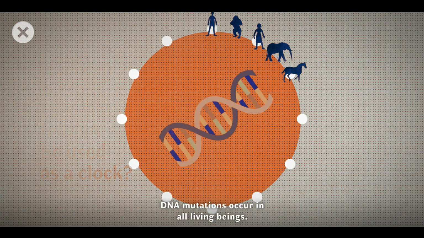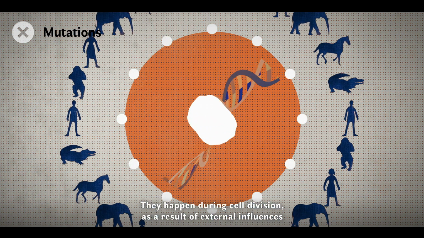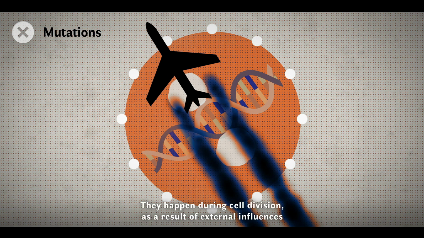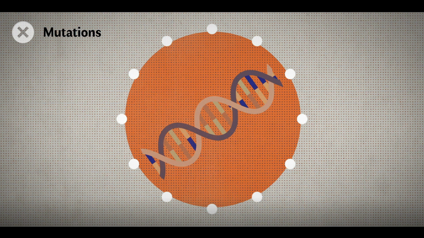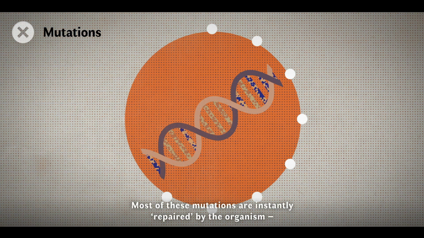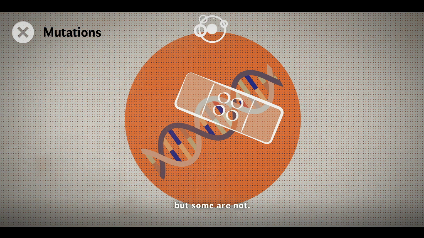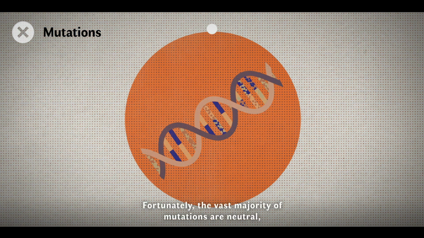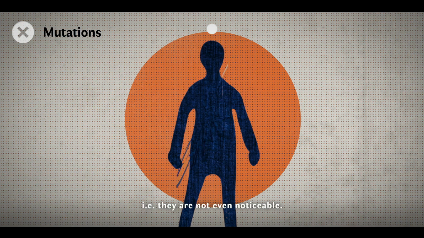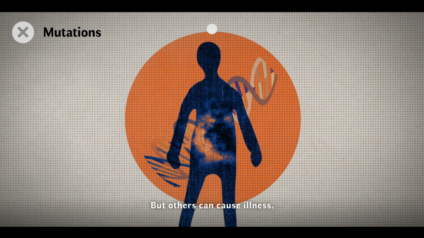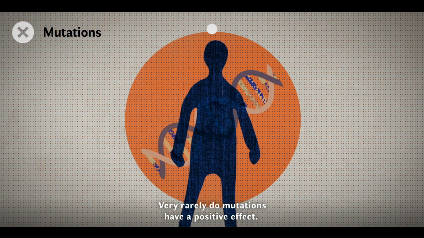DNA mutations occur in all living beings. They happen during cell division as a result of external influences or quite spontaneously without any apparent reason. Most of these mutations are instantly repaired by the organism, but some are not. Fortunately, the vast majority of mutations are neutral, that is, they are not even noticeable. But others can cause illness. Very rarely do mutations have a positive effect.